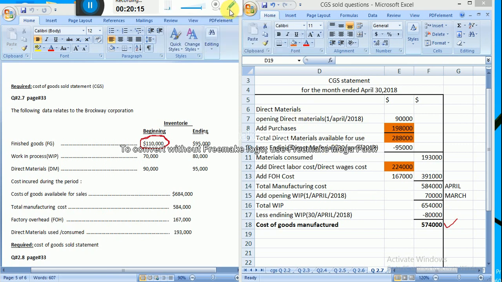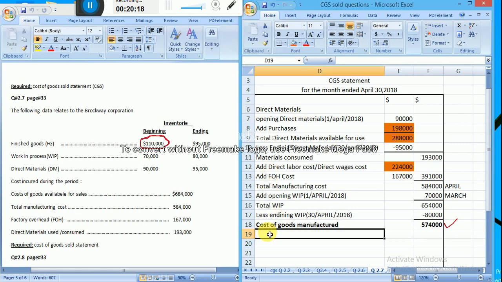To find the total cost of the finished goods, clear? So add opening finished goods. Opening finished goods means on 1st of April the goods which were transferred from 31st March 2018. How much? The 1,10,000.